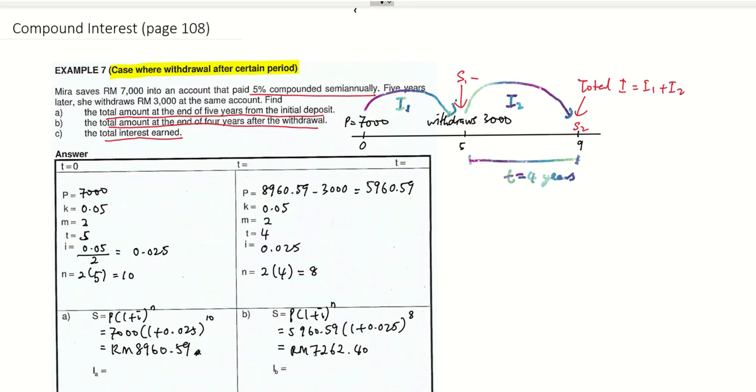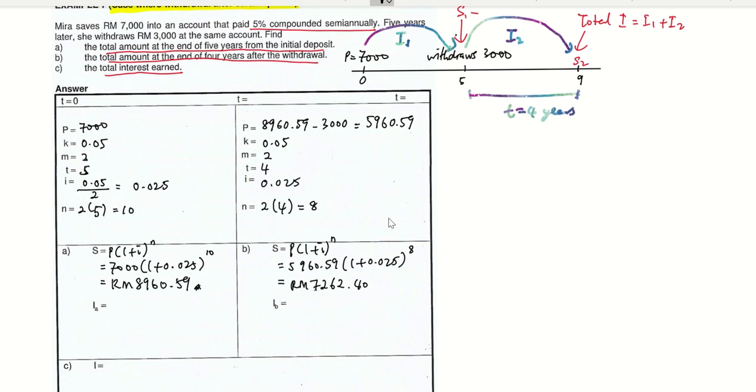First we find the amount of interest after 5 years by using I equals S minus P. So 8,960.59 minus the original principal 7,000. So the amount of interest for 5 years is 1,960.59.